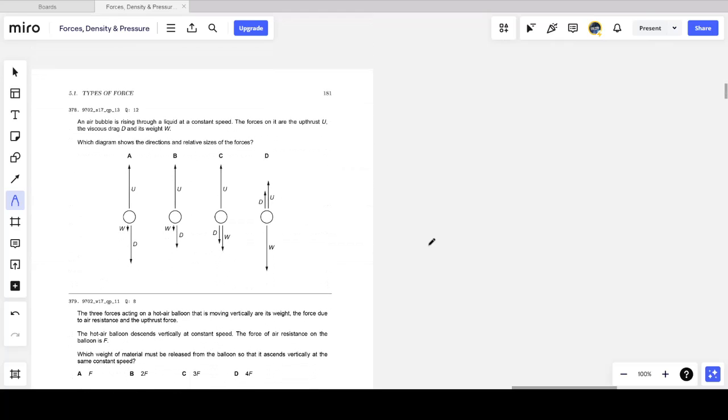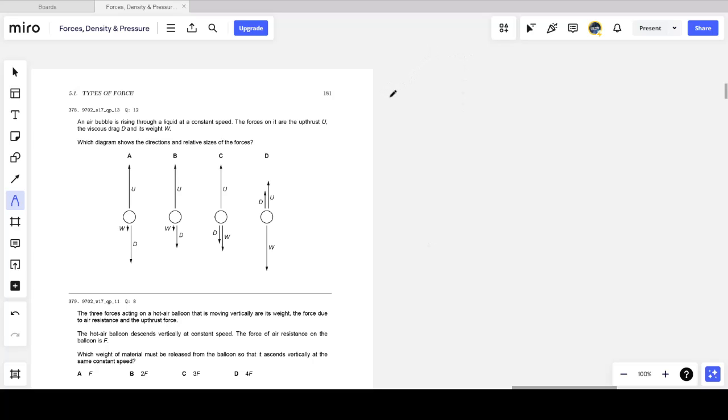Question 378 is from the summer 2017 exam. Summer is May, June 2017. Question paper 1, variant 3, and it's question 12 from that paper. We are told that an air bubble is rising through a liquid at constant speed. The forces on it are the upthrust U, the viscous drag D, and its weight W. And we want to know which of the diagrams shows correctly the directions and relative sizes of the forces.